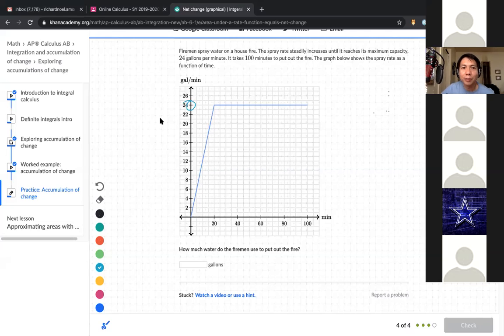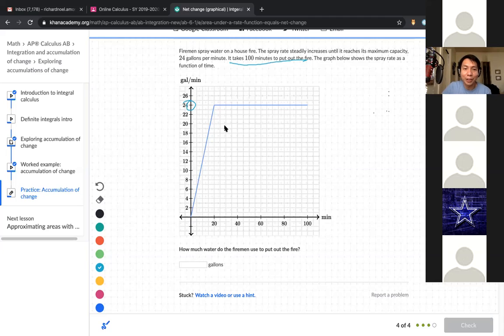This is our maximum rate. Notice that it does stop off at 24 gallons per minute. It takes 100 minutes to put out the fire. And this is how the graph is going to look based on our problem right there. So how much water do the firemen use to put out the fire?